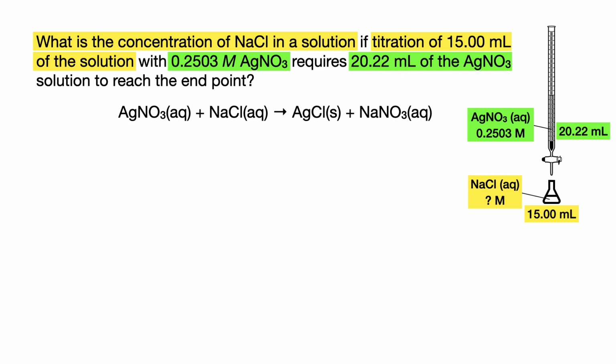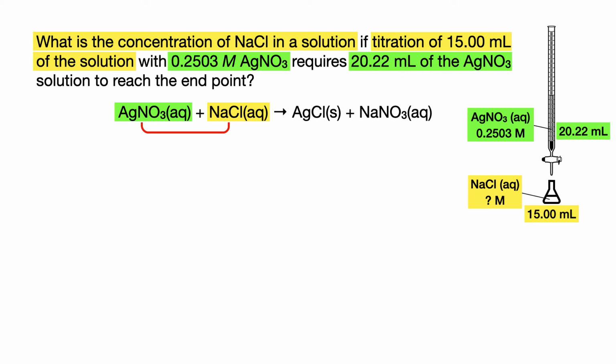Okay, so we've got sodium chloride that we're trying to measure. We're adding silver nitrate, and these two substances are related by the chemical equation that's given. So sodium chloride reacts with silver nitrate, and we can see that they react in a 1-to-1 ratio. Okay, so here's how we're going to approach actually solving this problem.